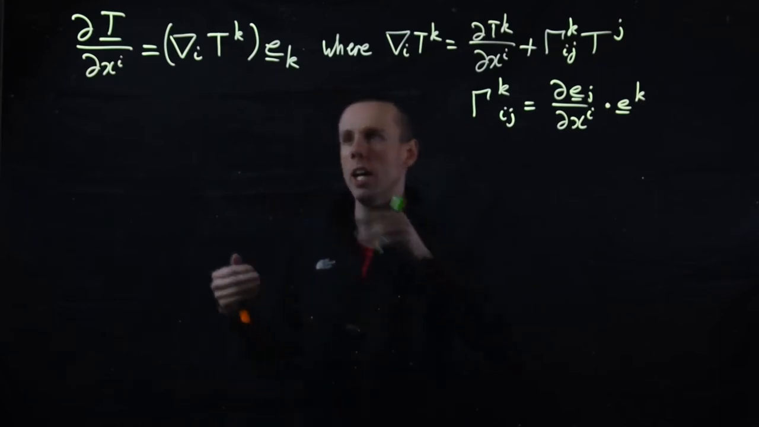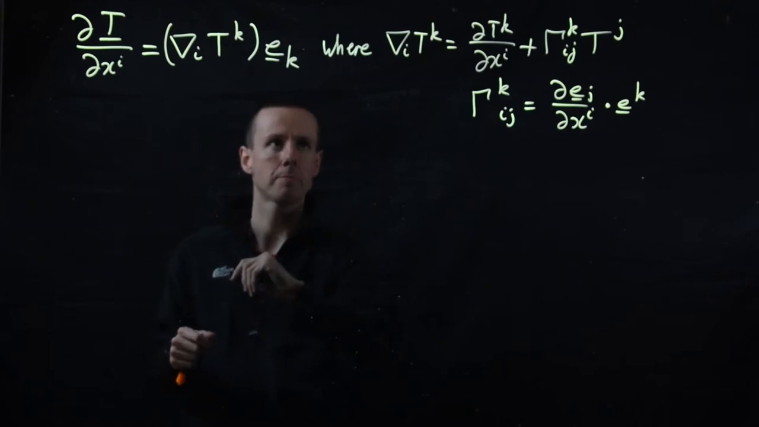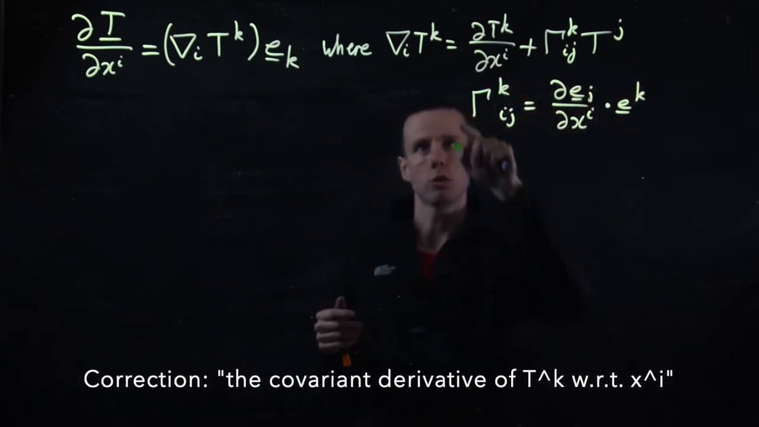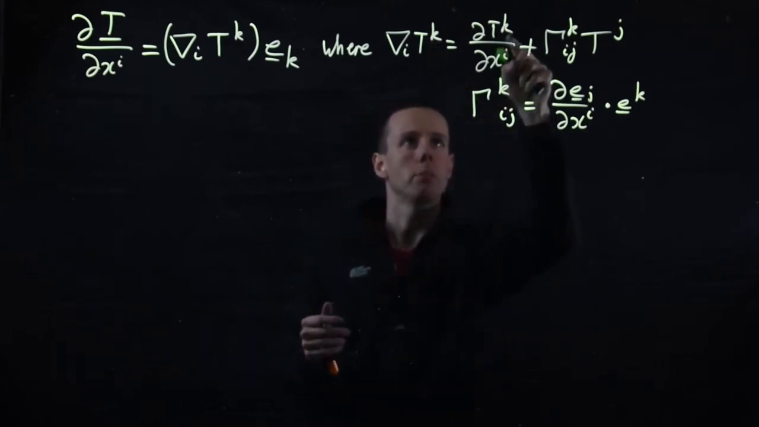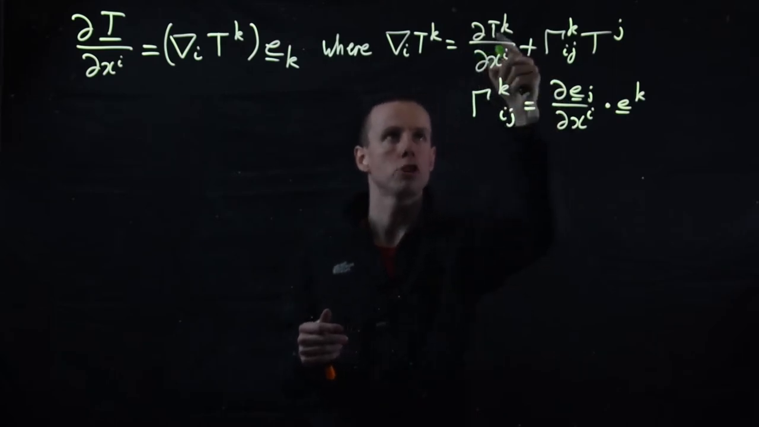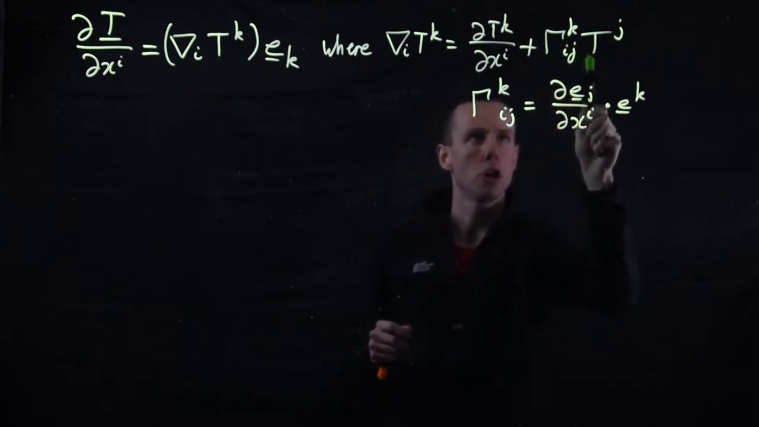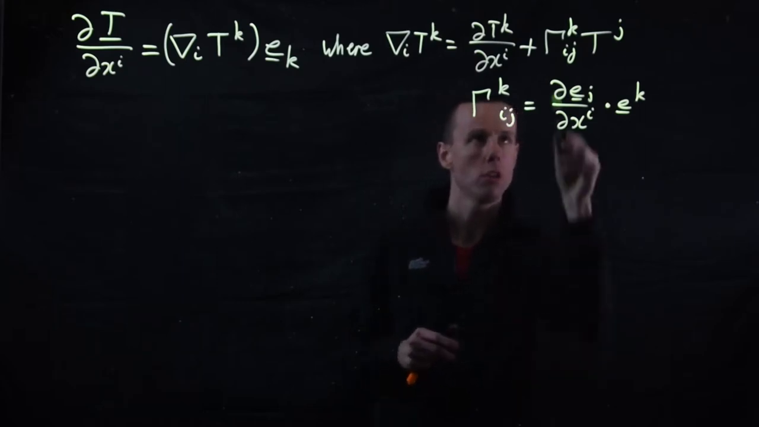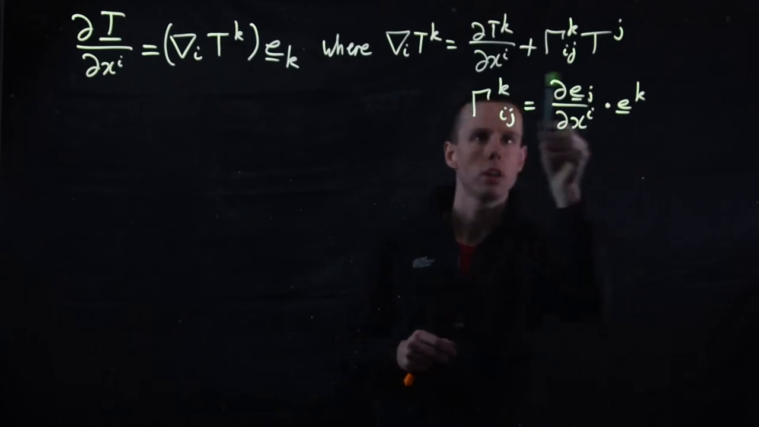Okay, so we call it the covariant derivative of t^k with respect to x^i, and we saw that it was given by this formula. The covariant derivative of t^k with respect to xi is given by the first term, just the usual partial derivative, so partial of t^k with respect to xi, and then plus this extra term which has in it these Christoffel symbols. Okay, these all-important Christoffel symbols, which we have a general formula for like this.